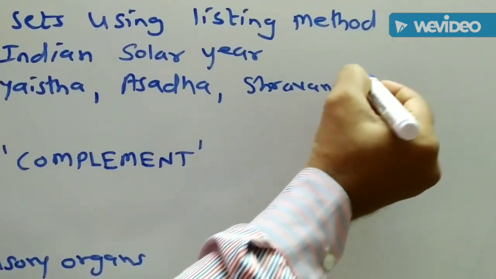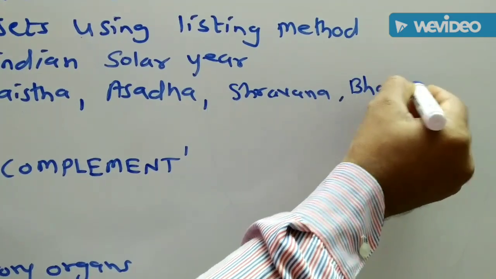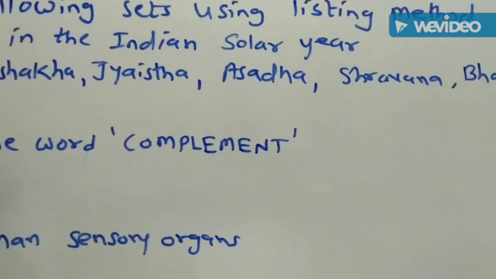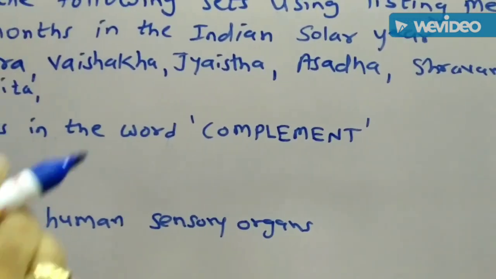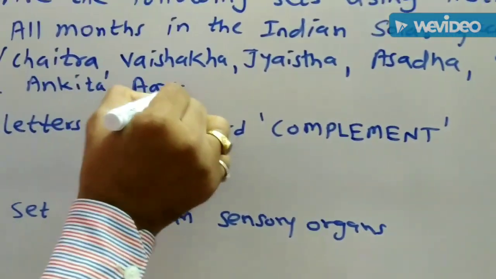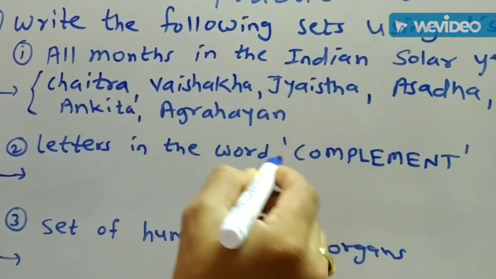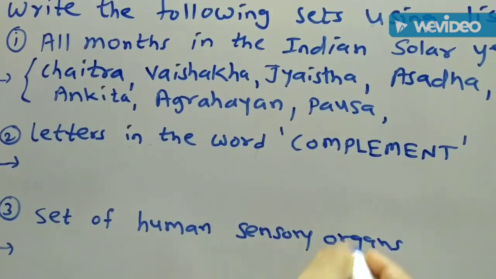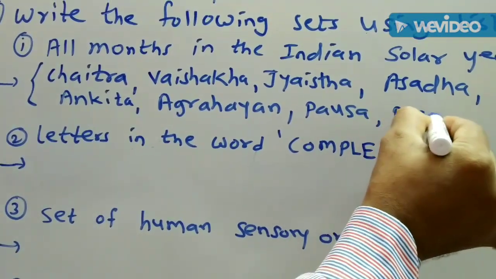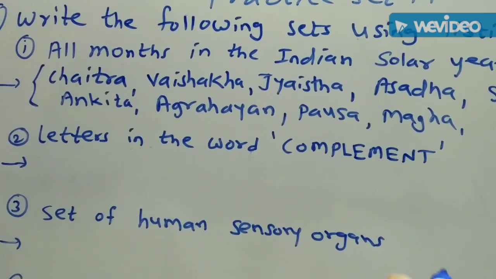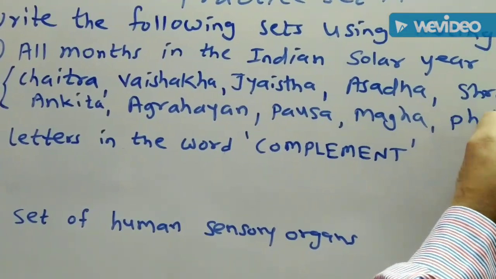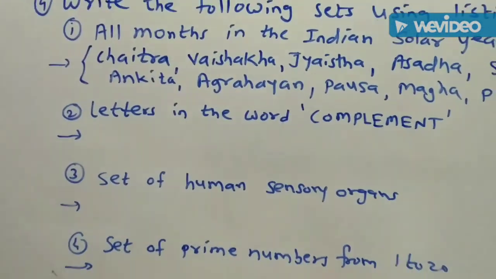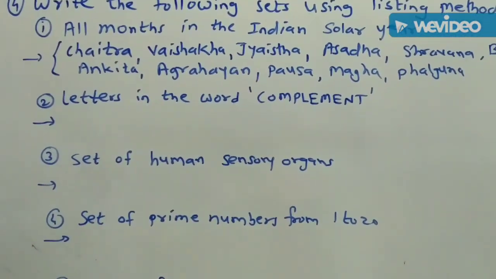then Bhadrapad or Bhadra, then Ashwin, then Agrahayan, then Paush, and then Magh, and last is Falguna. These are all the months in the Indian solar year.